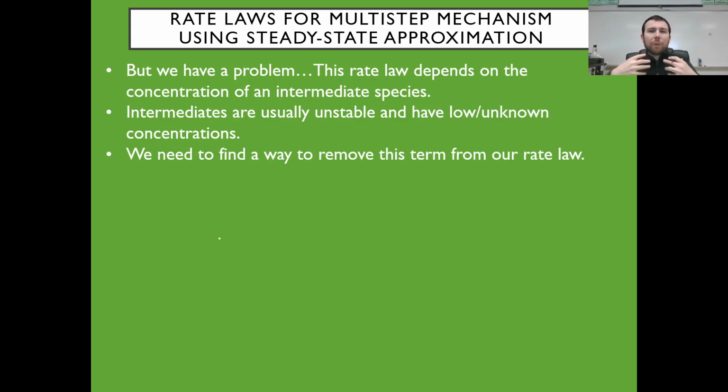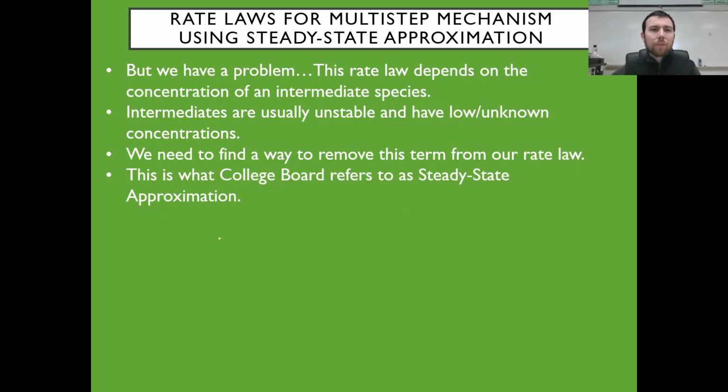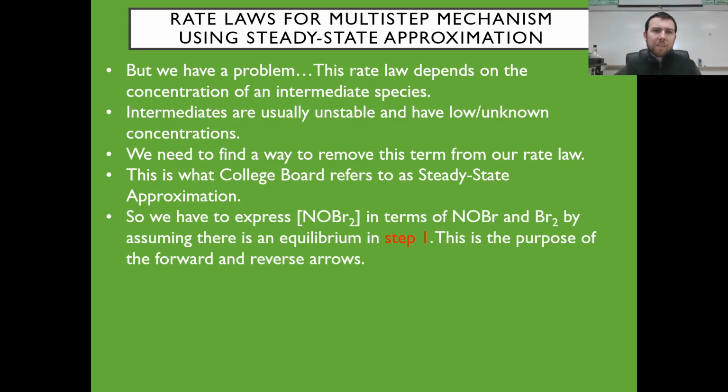So what we've got to do is find a way to remove this intermediate from our rate law. That's where the steady state approximation term we see in the curriculum comes from. It's our ability to say this is how we're going to remove an intermediate from our rate law, by looking at what we call a steady state approximation. It has to do with equilibrium. What we're going to need to do is express NOBr2 in terms of the NO and Br2. That should say NO and Br2, so let's just ignore that Br that's right there.